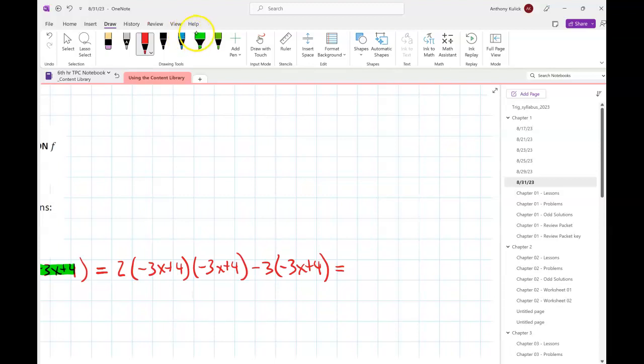All right, so if I look at this piece here, I have 3 things multiplied together, correct? A 2, a negative 3x plus 4, and another negative 3x plus 4. Which 2 things should I multiply together first? Well, I have like 1, 2, 3 things, right? Which 2 of these should be multiplied together first?